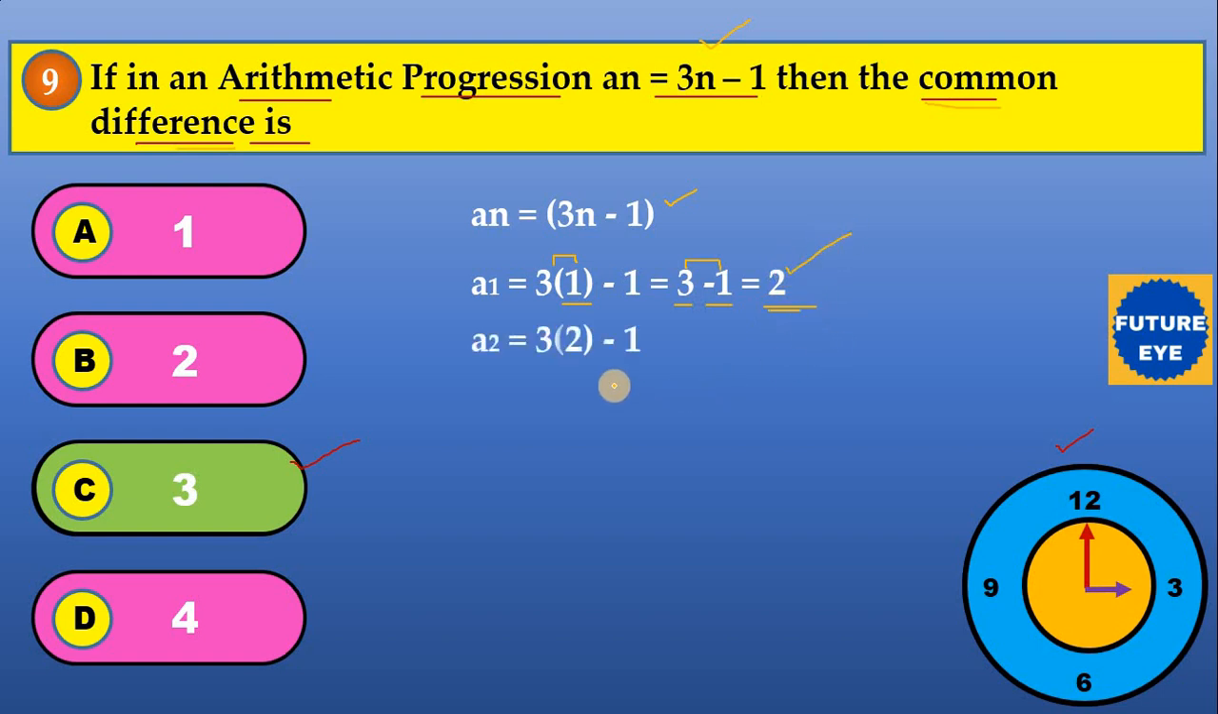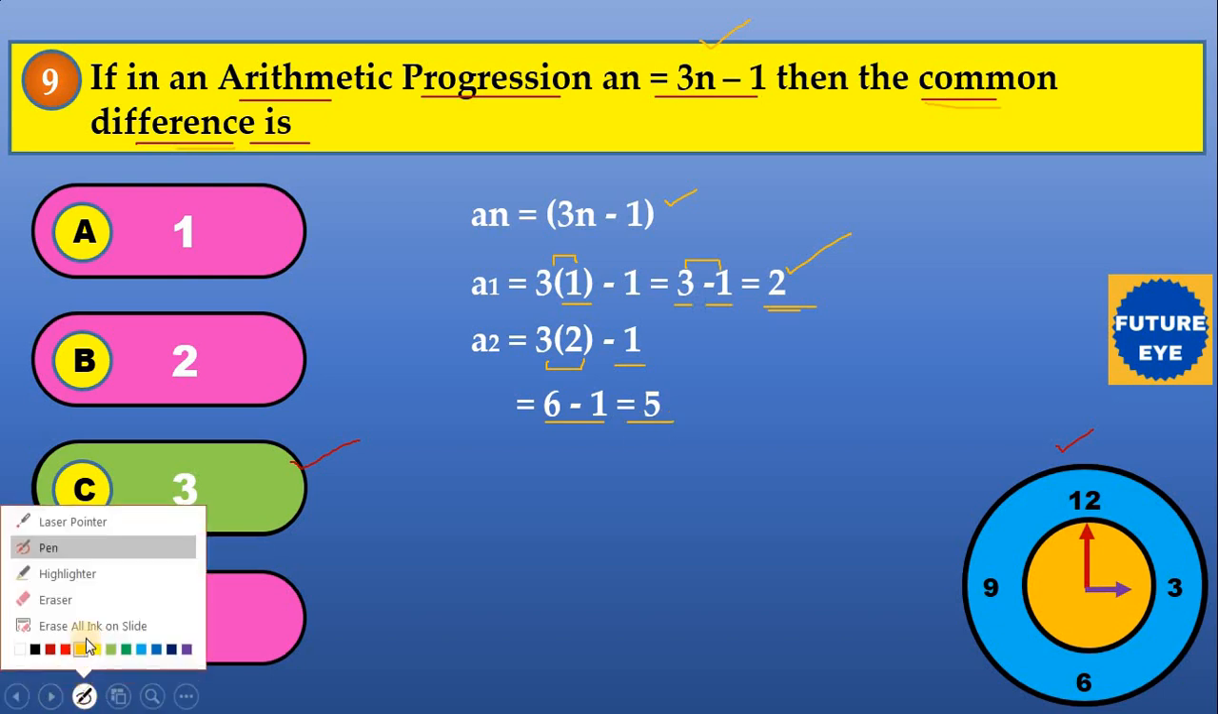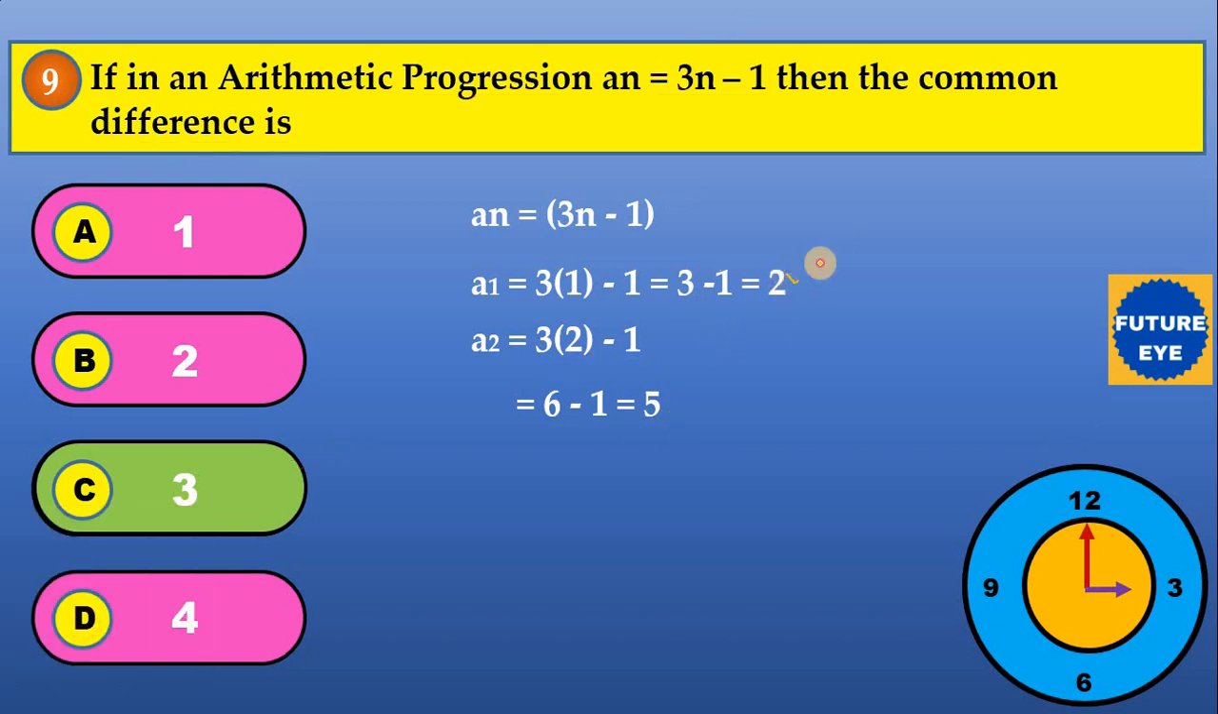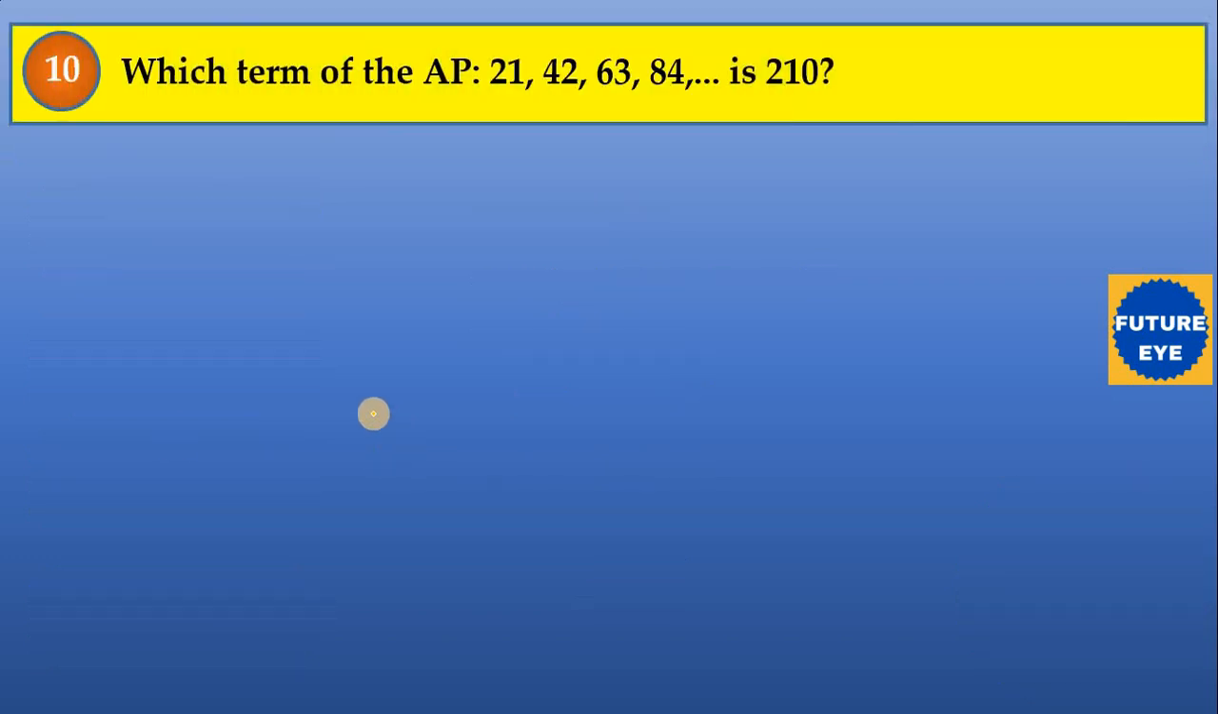Similarly A2. So 3 into 2 minus 1. So 3 twos are 6 minus 1. That gives 5. Now we have the values of A1 and A2. So now we can easily find D. The D finding formula is A2 minus A1. A2 value is 5, A1 value is 2. So 5 minus 2 gives 3. Hence, the correct option is 3. Let's take another problem, children.